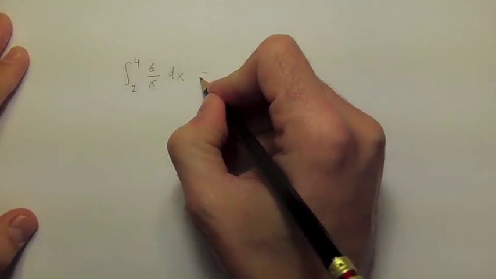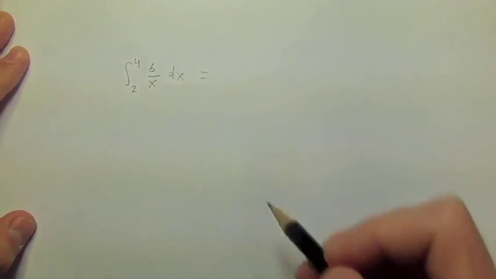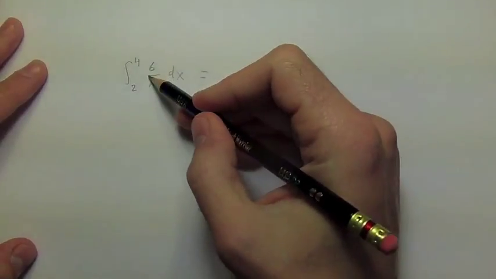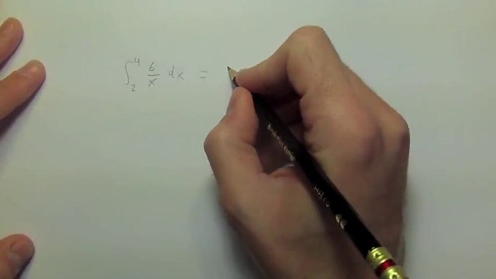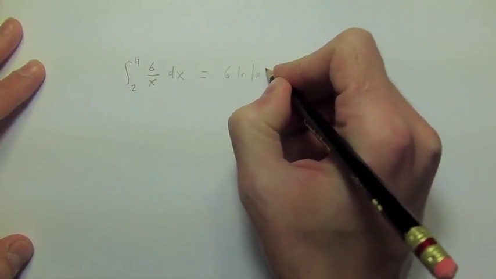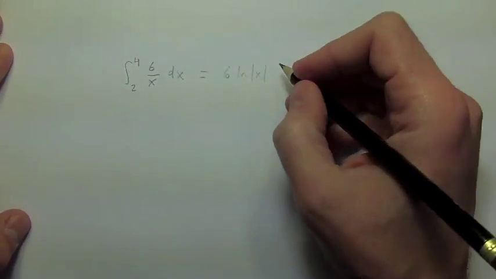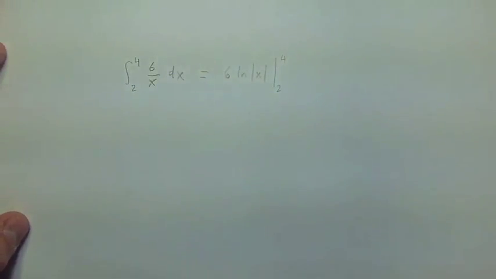Okay. So, remember, this 6 over x is a very special rule. Don't try to use the power rule on that one. That's your natural log. So this is 6 times 1 over x, essentially. So this is going to be 6 natural log of the absolute value of x. Okay, we're going to evaluate this from 2 to 4.